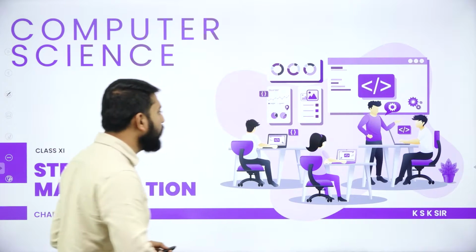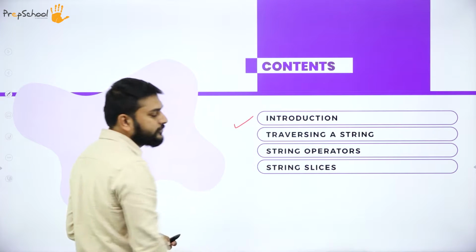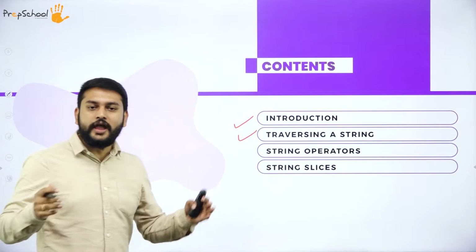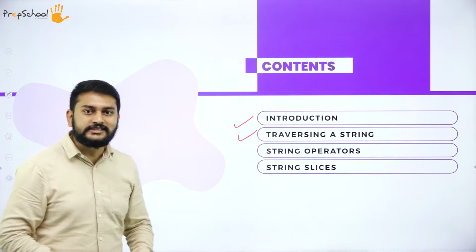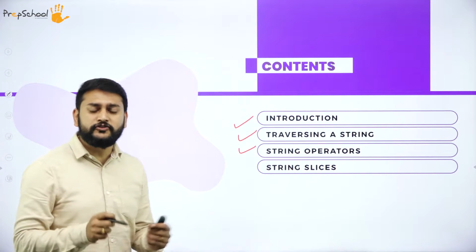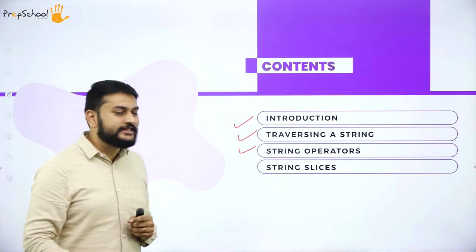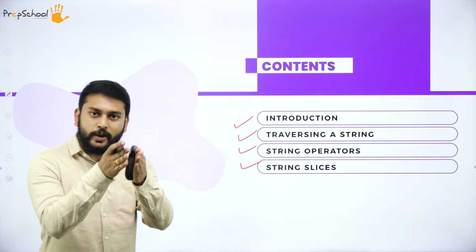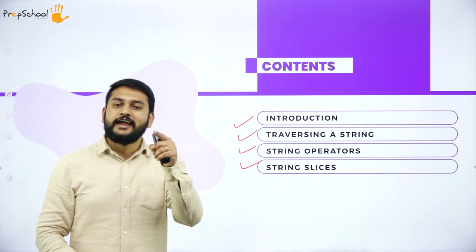So let's start. What do I have in this chapter? So guys, I'll be discussing some of the important topics about the string in the introduction. Then I have traversing a string. How do I access each and every character that I have in the string? So that is what I will be calling it as traversing a string. And then I have different operators which will help me to perform some of the operations on strings. That is what I'm going to discuss in string operators. And the last one is string slice. That is how do I divide one string into multiple slices. So this is what I will be discussing in today's session.